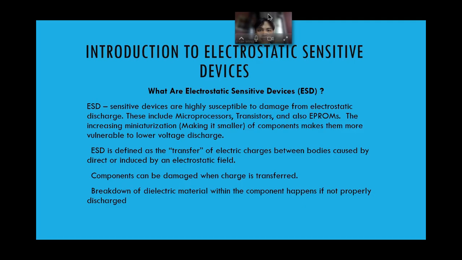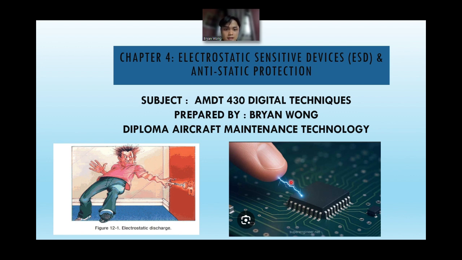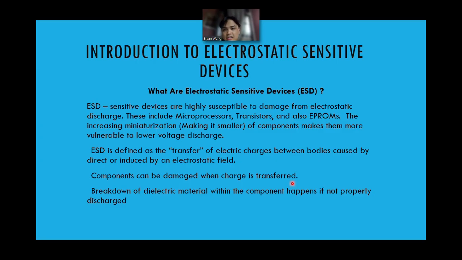Let me explain the introduction of electrostatic sensitive devices. What is ESD, or electrostatic sensitive devices? ESD devices are highly susceptible to damage from electrostatic discharge lah. This is an example of electrostatic discharge, a tiny current. These include microprocessors, transistors, and also EEPROMs. So microprocessors, transistors, and EEPROMs are very susceptible to electrostatic discharge.